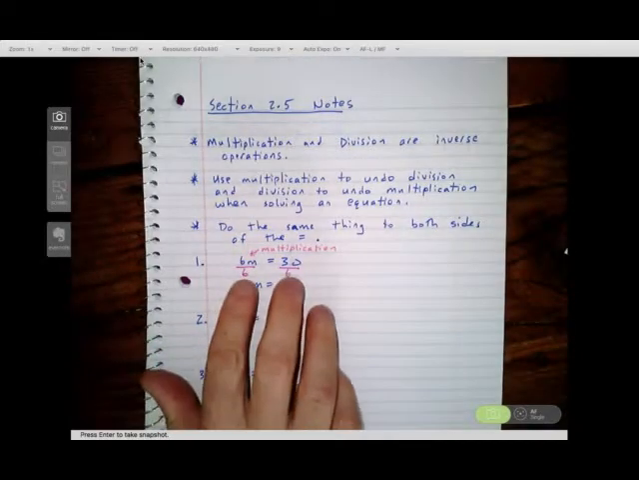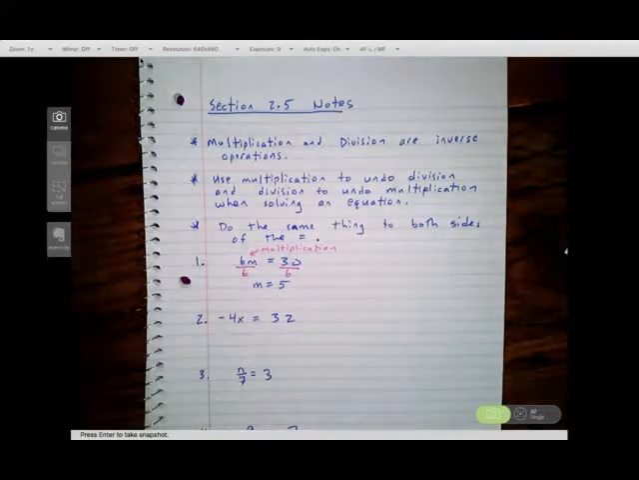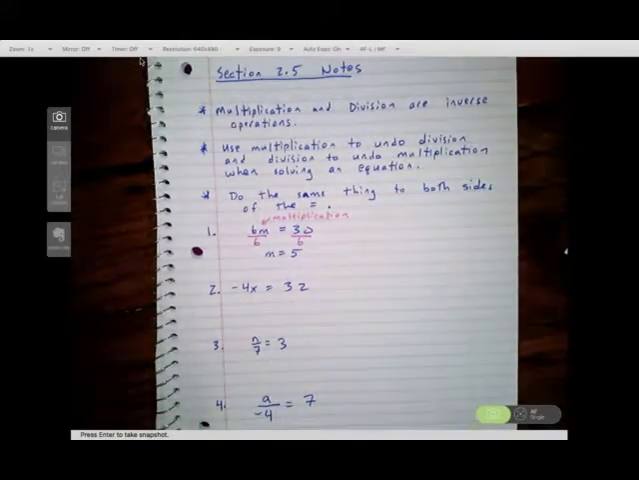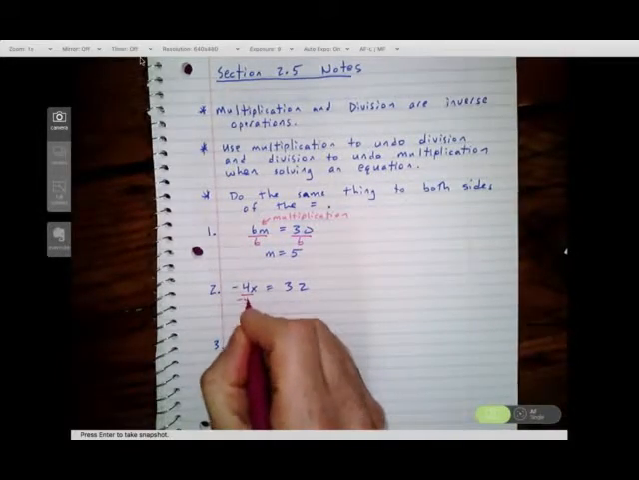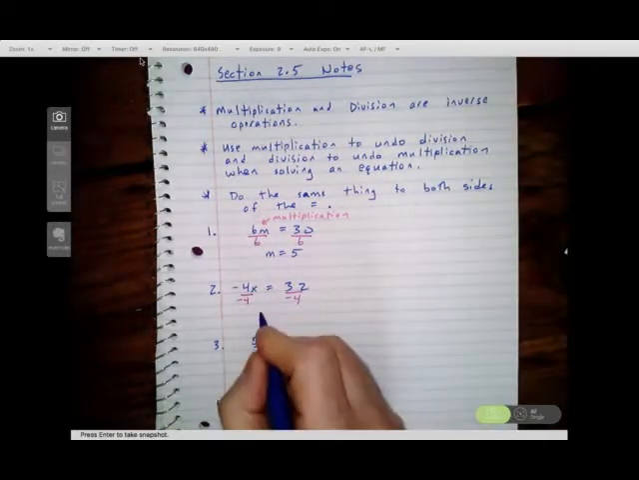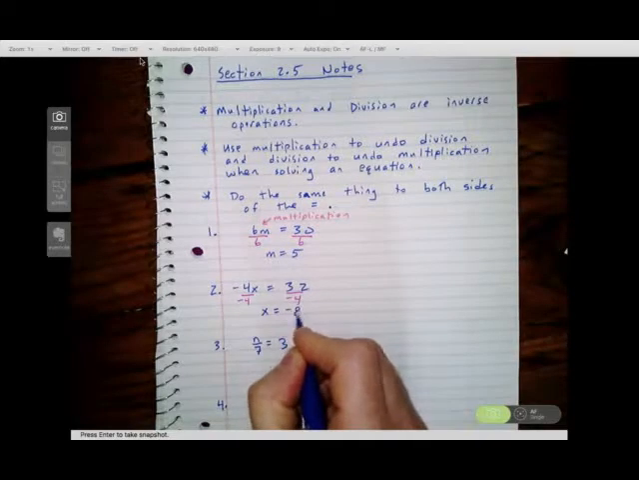So we're going to divide both sides by the number in front of the variable. It doesn't matter if it's a negative, like this one. I've got negative 4x is 32. Well, I'm going to clear out that negative 4 by dividing by negative 4. Just like that. And I get x equals 32 divided by negative 4, which is negative 8.